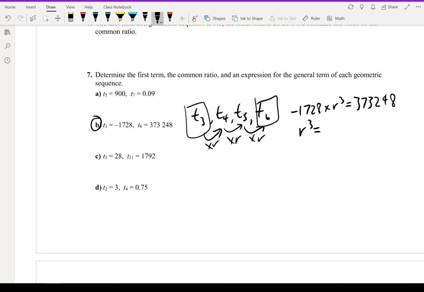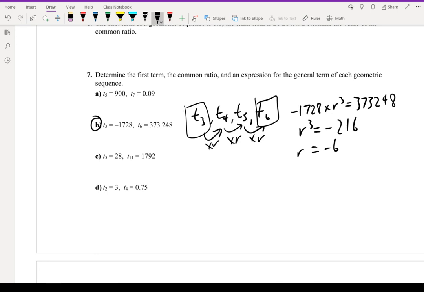So 373,248 divided by 1728 is negative 216. Okay, r cubed is negative 216, and then you take the cube root. It is r is equal to negative 6. Okay, so we've determined what r is. Then all we have to do is find the first term.